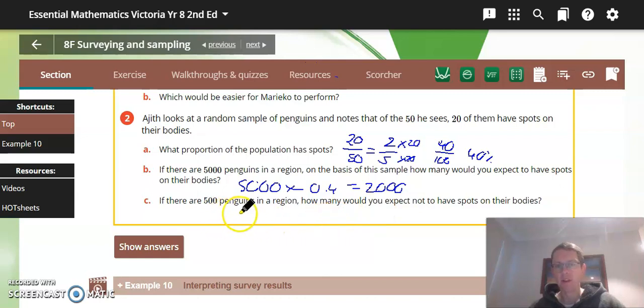If there's 500 penguins in a region, how many do you expect to have no spots on their bodies? Well, we know that 40% have spots, obviously 60% don't. It would be 60% of that 500. So in that case, we're looking at, I think, about 300 there.